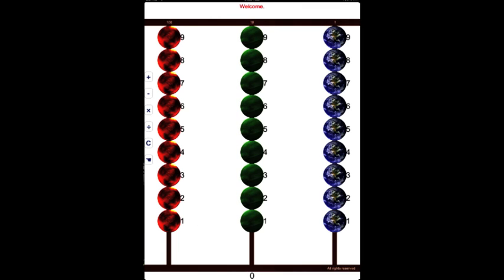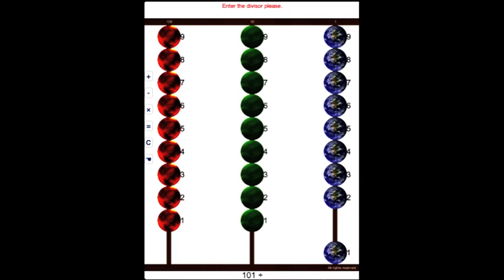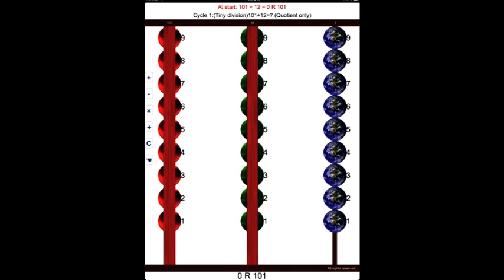Let's try another example. 101 divided by 12. Enter 101, press divided by, enter 12, press equals. The abacus sets q to 0 and r to 101. Let's work on q. 101 divided by 12 equals, press 8. Let's look at the remainder. 101 minus 8 times 12 equals?